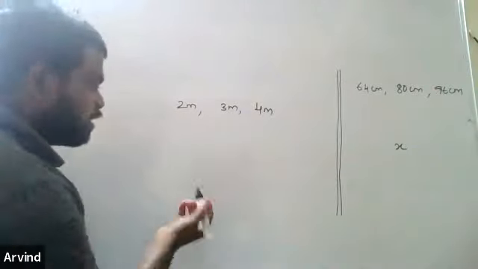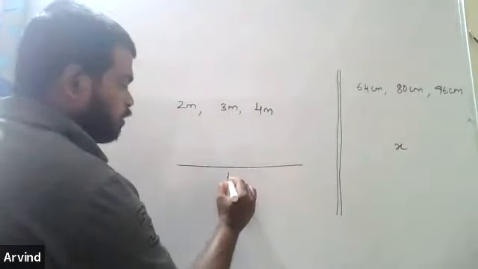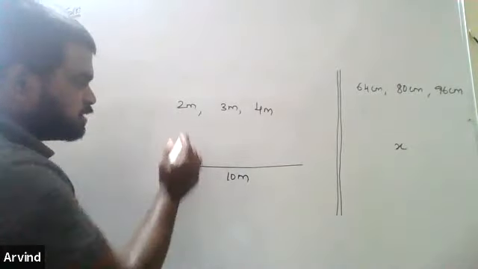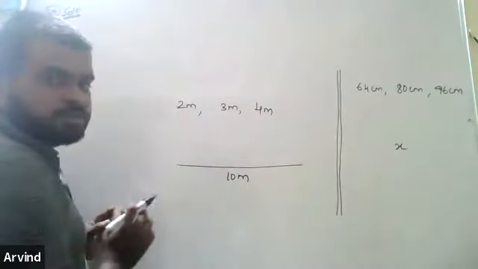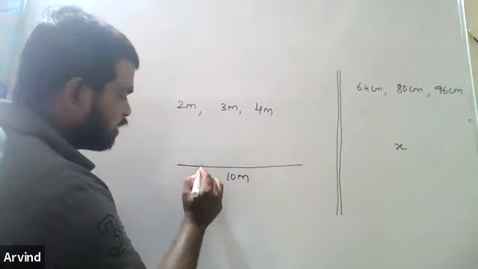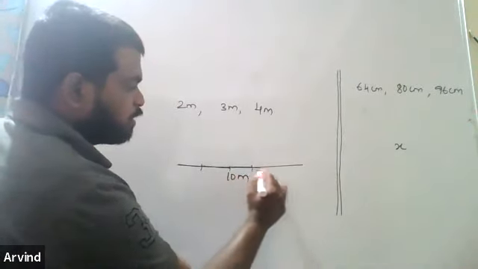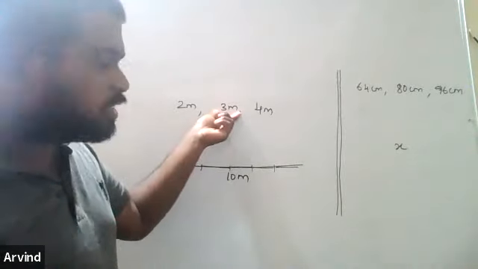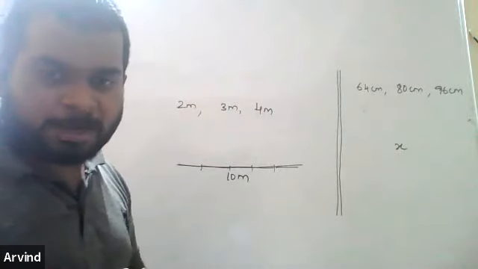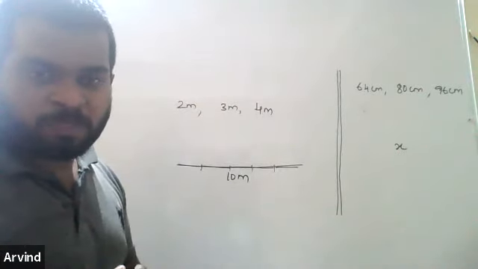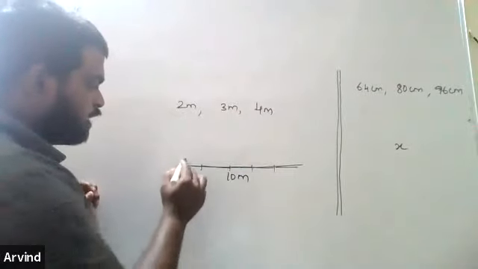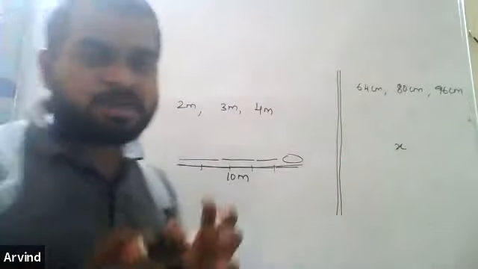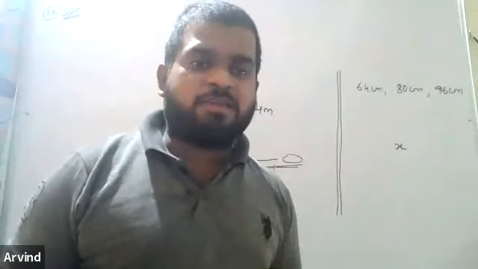For example, suppose I have a 10 meter cloth. Can I measure this cloth exactly using the 2 meter rod? Yes, 2 meter, then 2 meter, then 2 meter, and so on. I can do that, exact measurement. Can I measure using the 3 meter rod exactly? No, sir, it is not possible. 3 and the next 3, but 1 meter is left. You cannot measure it exactly.